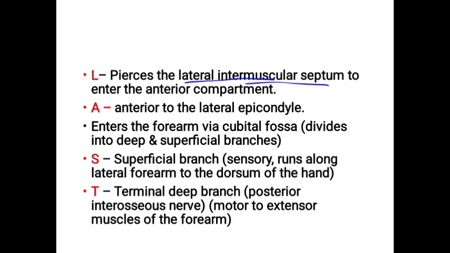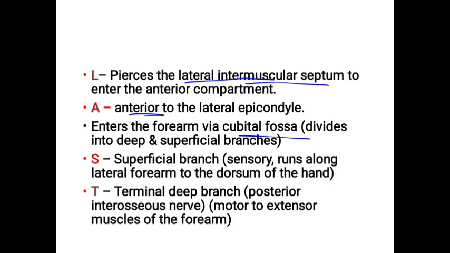This is very important because the ulnar nerve pierces the medial intermuscular septum. Also, with the mnemonic LAST, you can remember that the radial nerve pierces the lateral intermuscular septum, not the medial intermuscular septum. Therefore, A, it is anterior to the lateral epicondyle. Then it enters the forearm through the cubital fossa, where it divides into deep and superficial branches.